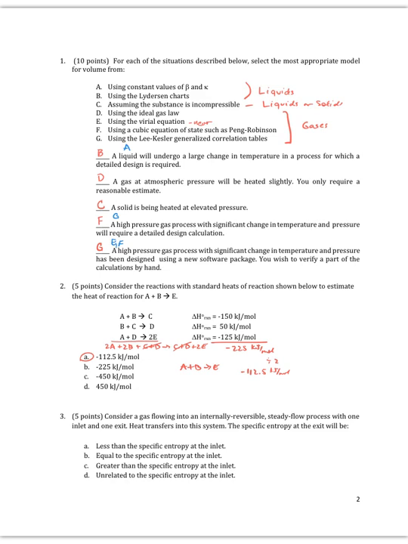Now the final question on this page is a gas flowing in an internally reversible steady flow process with one inlet and one exit, and heat is transferring into the system. There are different ways you can analyze this, but we want to know specific entropy at the exit, and the easiest is that ds is dq reversible over temperature. If it is reversible, then delta S is Q reversible over temperature. Temperature is always positive because it's absolute temperature, and heat is transferring into the system, so both of these are positive. Delta means exit minus inlet, and that needs to be positive because both Q and T were positive, so therefore SE must be greater than SI.